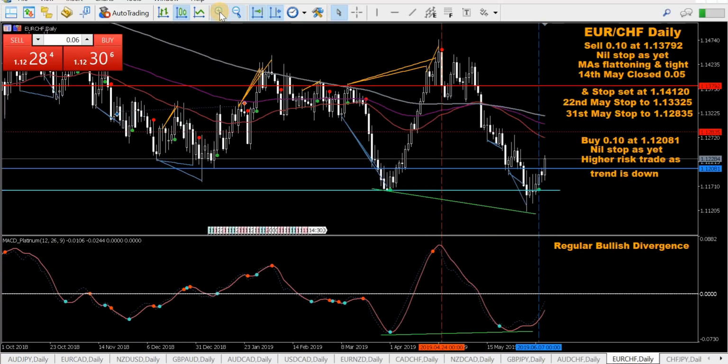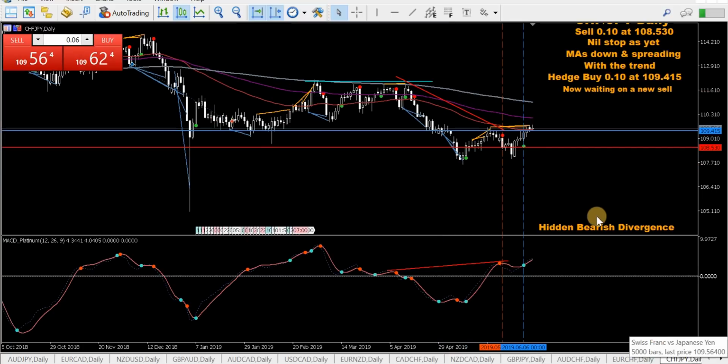So Euro Swiss, it took a buy. There was also regular bullish divergence there. MACD long way below the zero level. Price long way below those MAs. And now the buy's going right. So we're in a partial hedge. But that's the buys in profit, the sells in profit. So that's what you want. It's good. I know you can't do that in every jurisdiction.